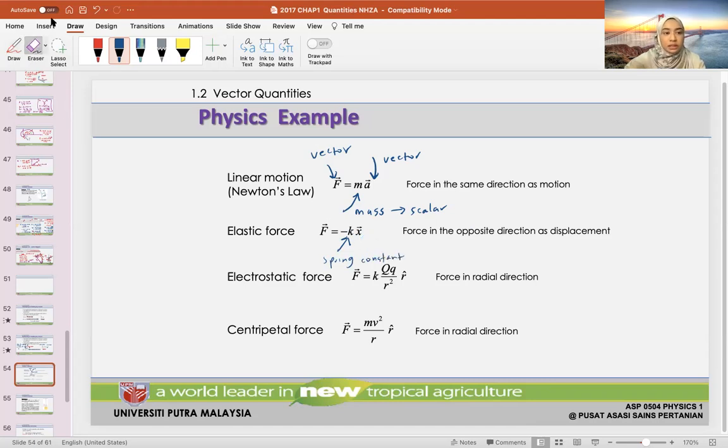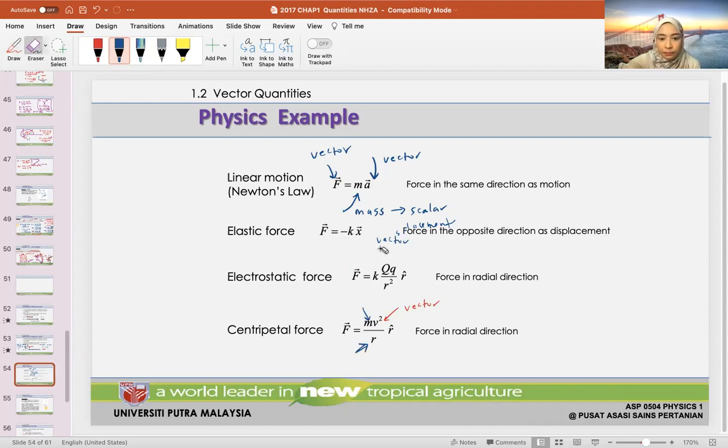Okay, so these are just examples lah of scalar with vector. This is displacement. Oh, ada tulis kat situ. And then we have electrostatic force. K is a constant, and the final answer is also a vector. So multiplication of a scalar with a vector gives me a vector. And then centripetal force, sama juga. R is a scalar quantity. Velocity is a vector. This is a vector, and this is scalar, and this is scalar. Okay, I should do that.